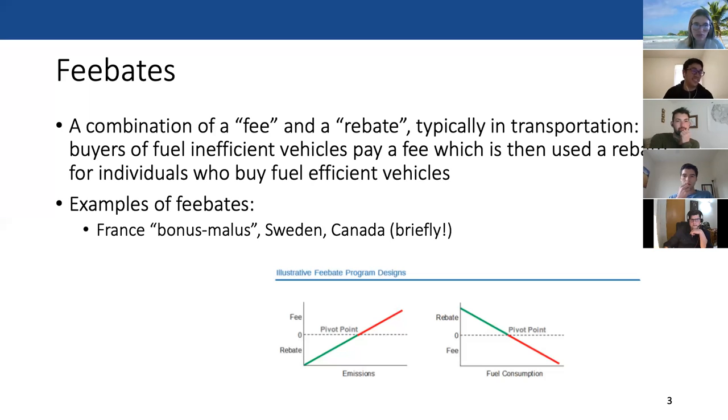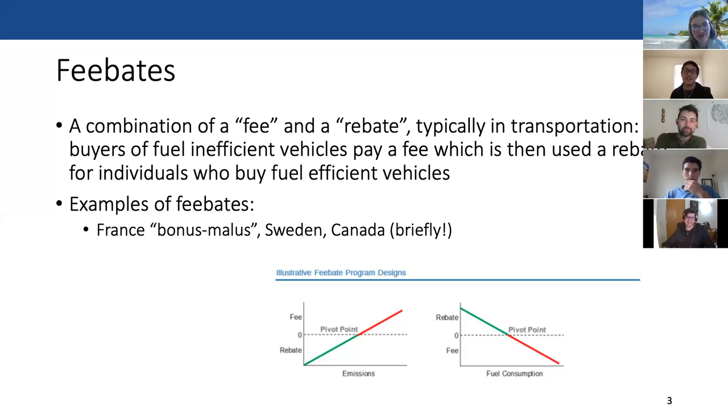Any ideas? Could you maybe rephrase the question? Yeah. So why do we want cleaner cars on the road? Lower emissions. Lower emissions. Yes, exactly.